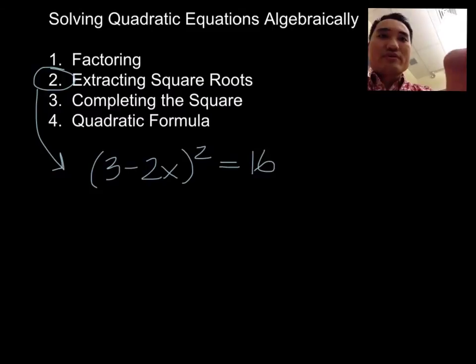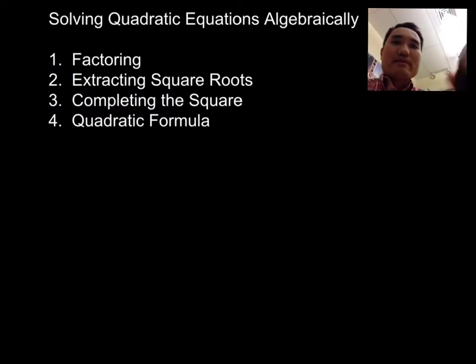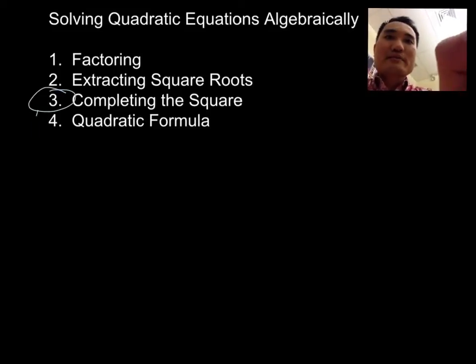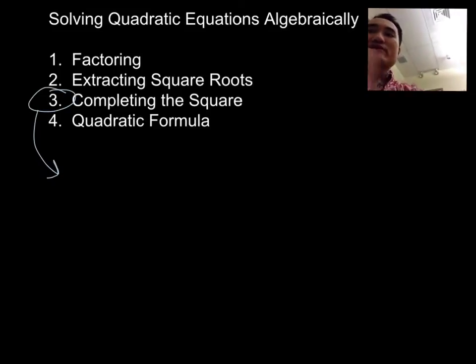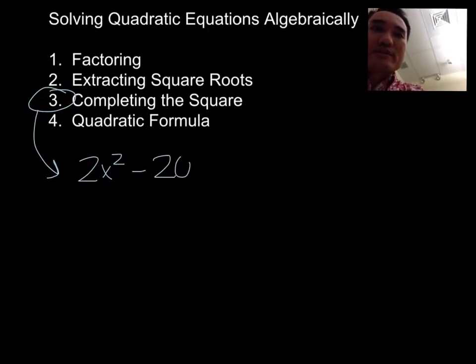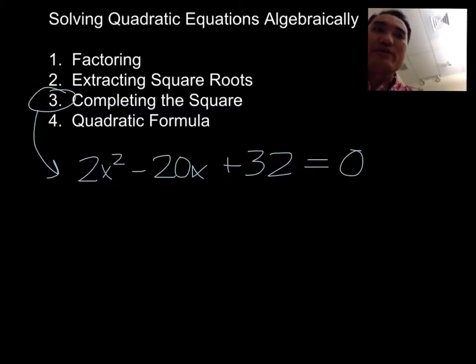The third method is probably the one that gives people the most trouble, and that is completing the square. So here's an example. 2x squared minus 20x plus 32 equals 0.